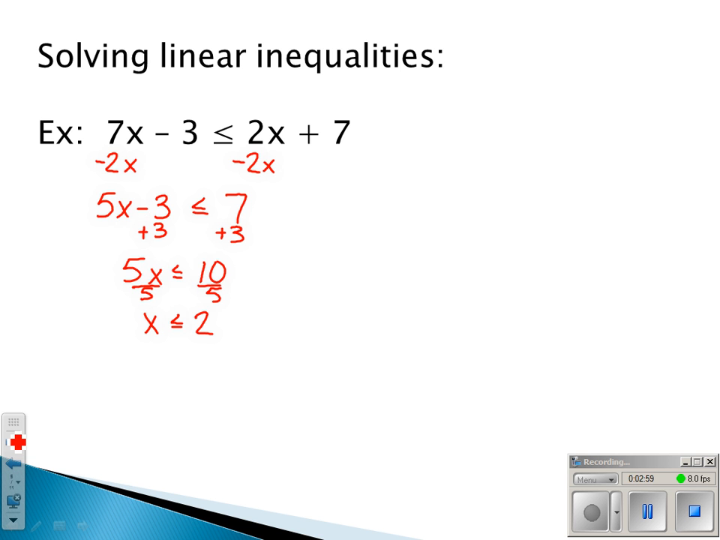Now graphing that on a number line. With the less than or equal to symbol, that tells us that we're going to have that squared bracket at 2, and then the rest of our answers shade to the left. And it would look like that on our number line.